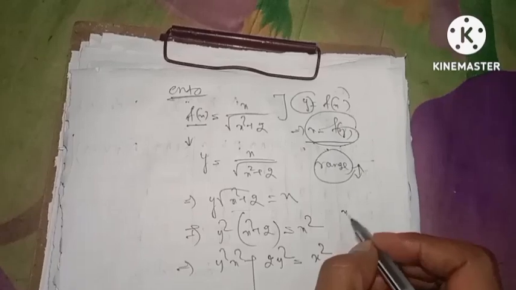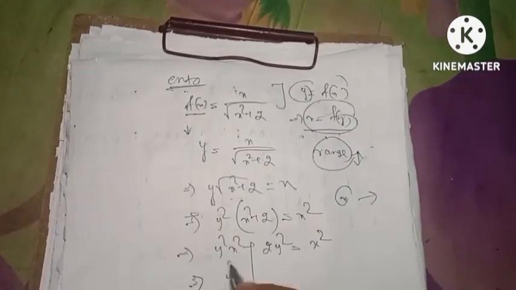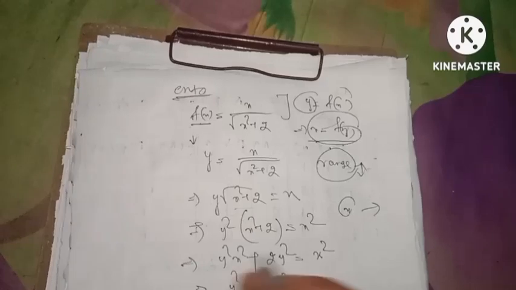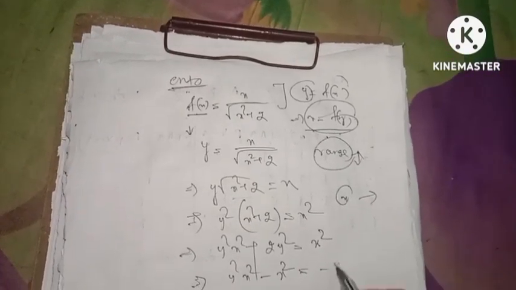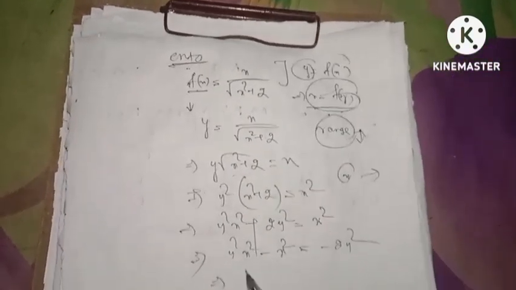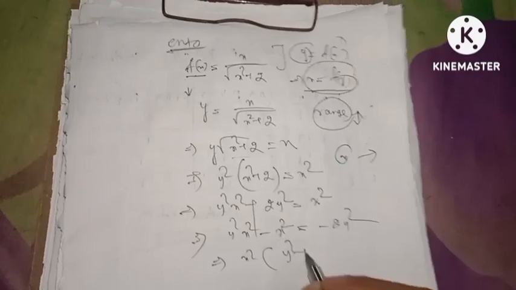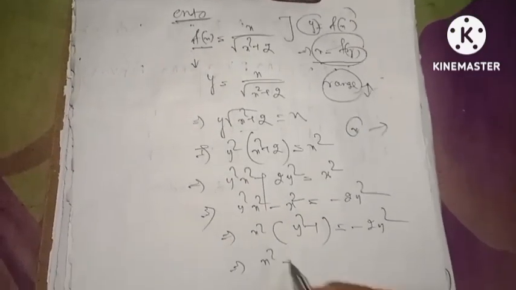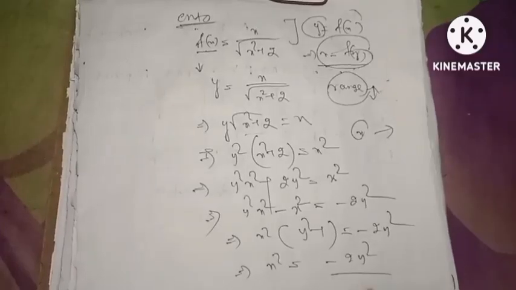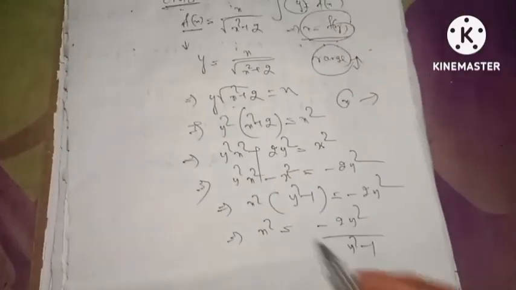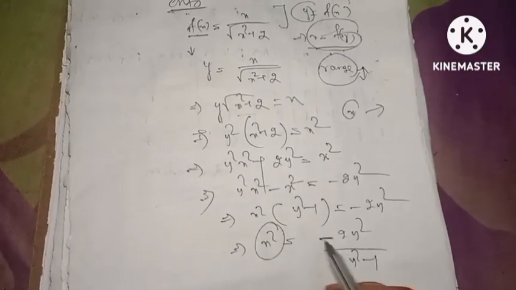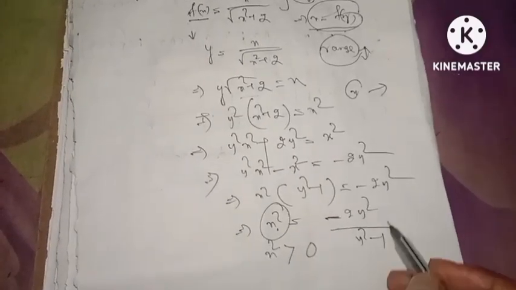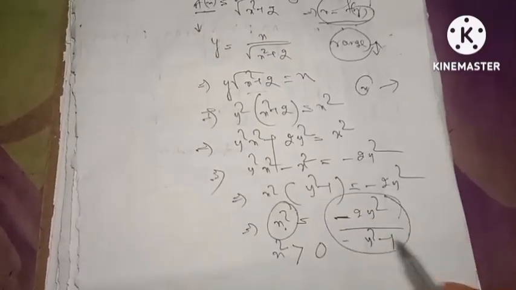My target is to find x, so y²x² − x² and 2y² will be −2y². When you take x² common, x²(y² − 1) = −2y², then x² = −2y² / (y² − 1). x² is always positive, this means this is also always positive.